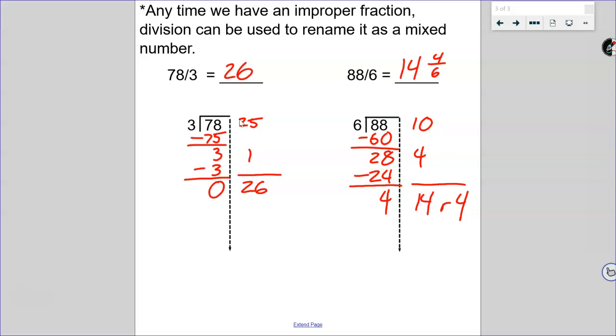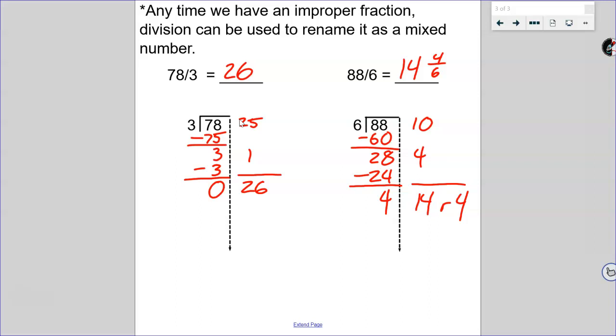So I hope this is making sense a little bit. I'm hoping this feels like review, something you already kind of knew. But if you didn't, it's a quick reminder that anytime you end up with an improper fraction and you need to rename it as a mixed number, division is a really quick way that can work pretty fluently for you to make that happen.